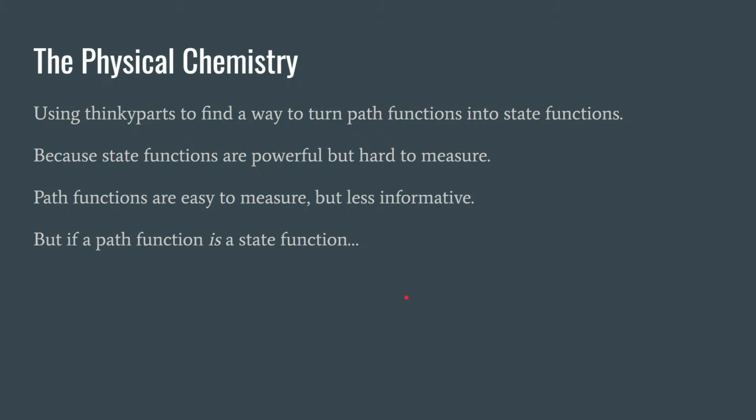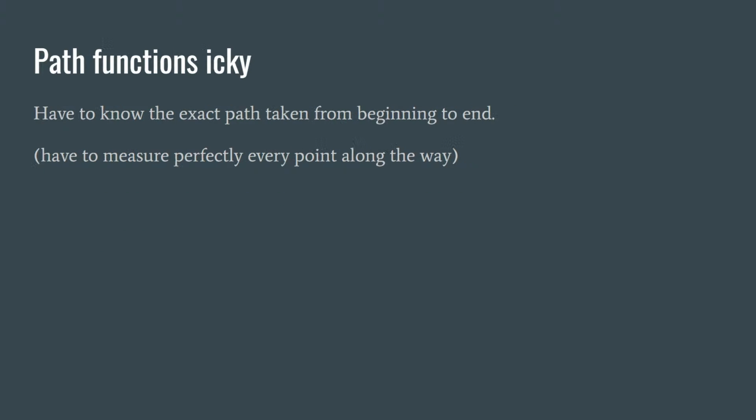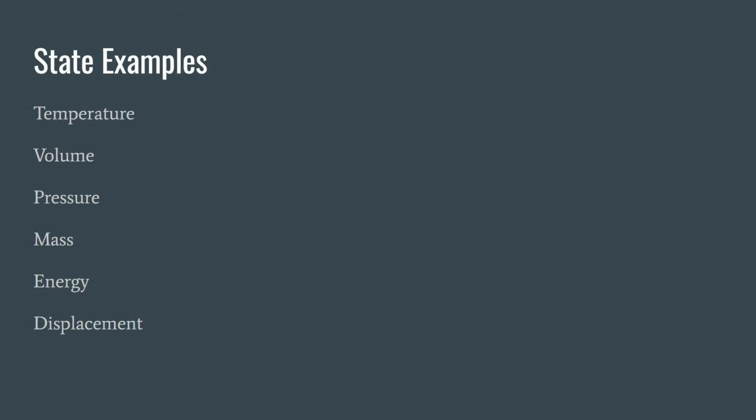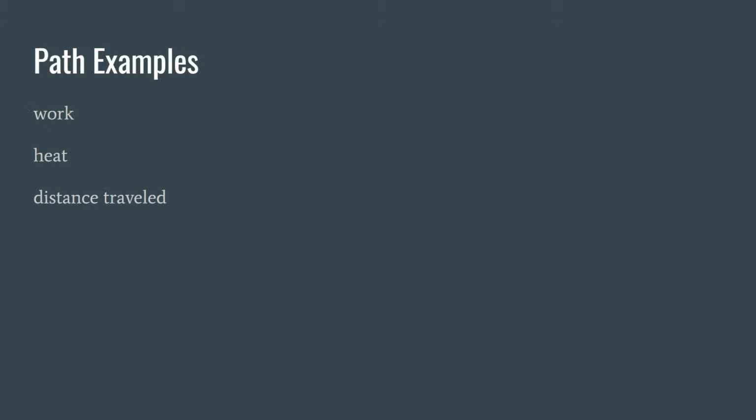So those are path functions versus state functions. A path function depends on the path you follow. A state function does not. Okay? And the big examples of state functions are temperature, volume, pressure, mass, energy. Those are all state functions. And path functions are, well, the big ones are work and heat.